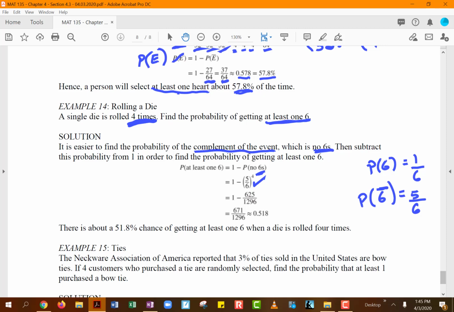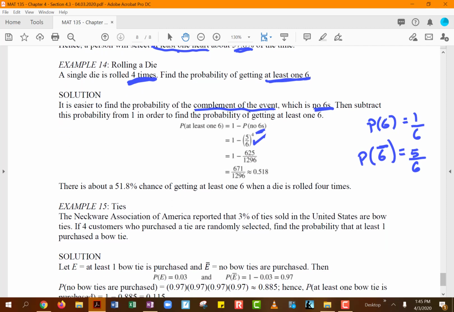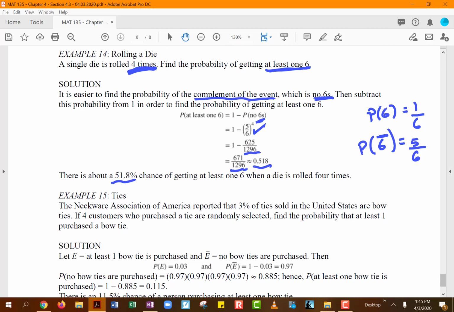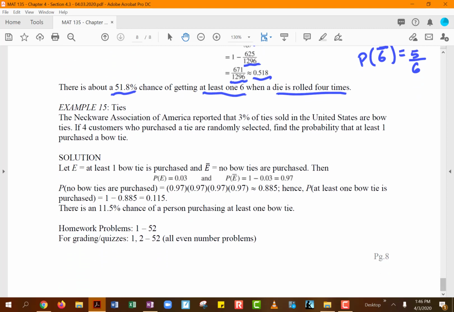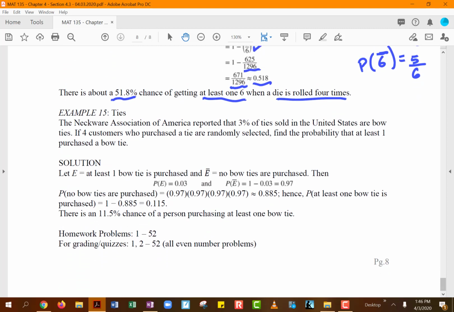So you're taking 5 over 6, the whole thing raised to the 4th power, which will end up giving you 625 over 1296. Subtract that from 1, and you get 671 over 1296, and that's a probability of 0.518, or approximately 51.8%, that you will get at least one 6 when the die is rolled 4 times. So again, I hope this one makes sense, guys. And we are down to our last example.